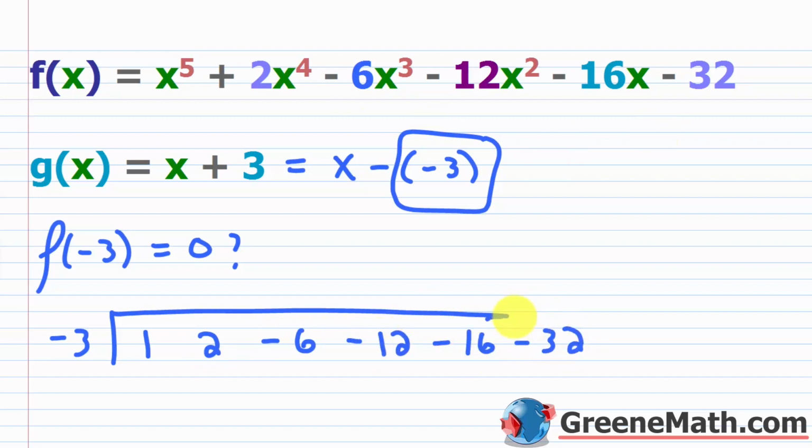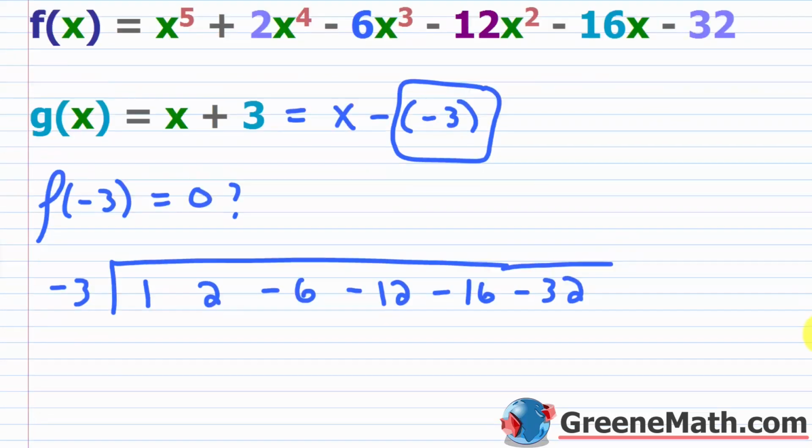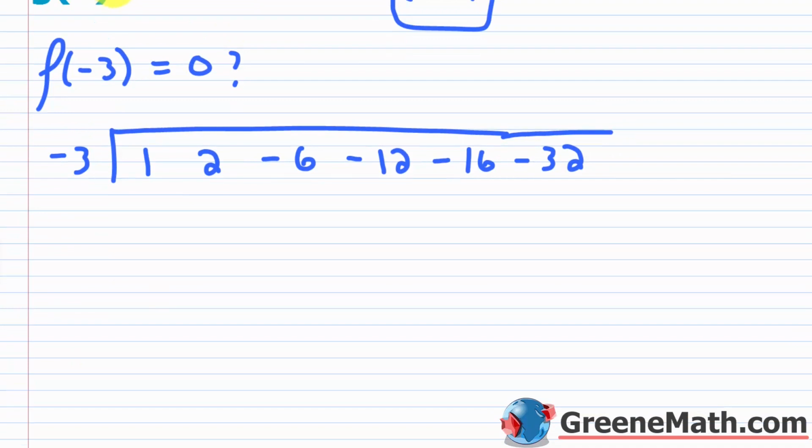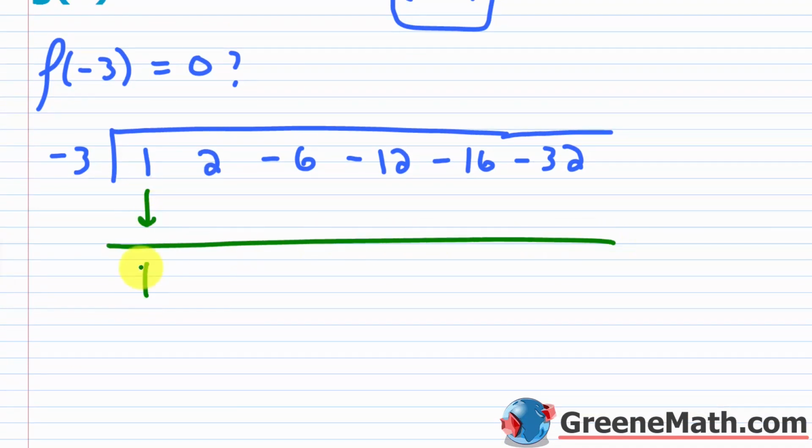A lot of these problems are going to get quite tedious, so you just have to be prepared for that. Okay, so let's scroll down, get some room going. Let's drop this to here. Negative 3 times 1 is negative 3. 2 plus negative 3 is negative 1. Negative 3 times negative 1 is going to be 3. Negative 6 plus 3 is negative 3. Negative 3 times negative 3 is 9. Negative 12 plus 9 is negative 3.